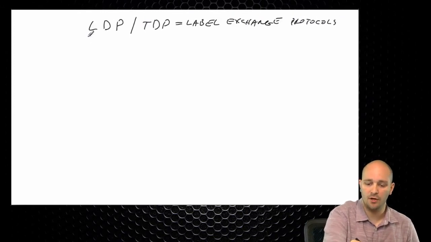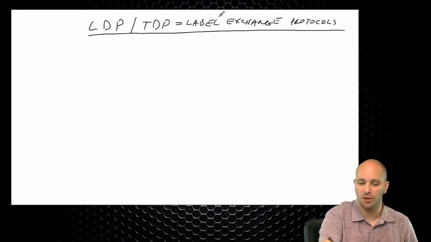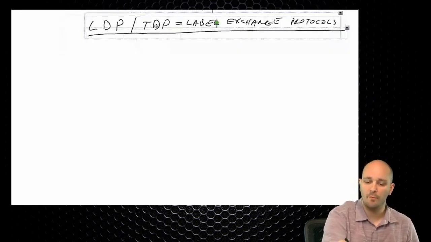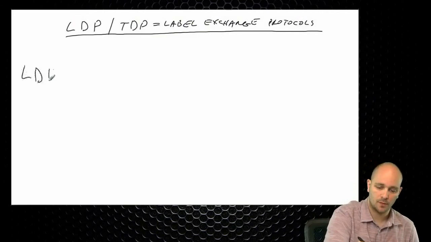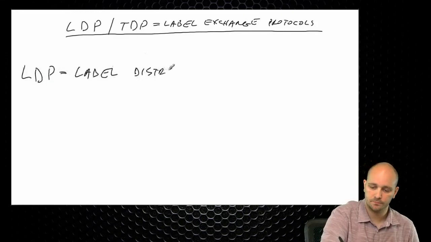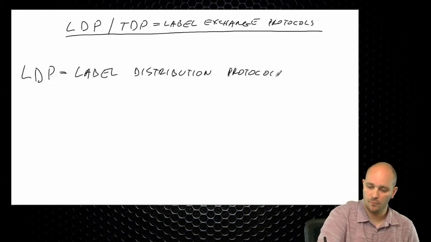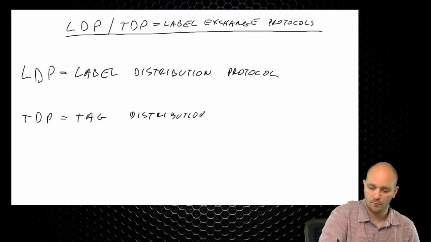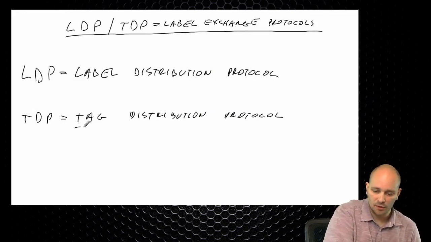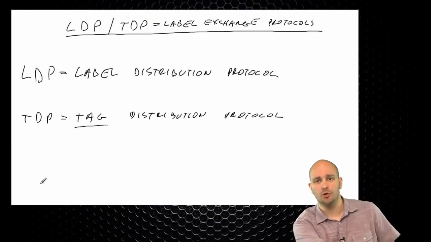Now, I am deliberately avoiding using their names here because I want you to remember what it is they do and not necessarily their names. LDP stands for Label Distribution Protocol, and TDP stands for Tag Distribution Protocol. Now, tag here is the old name that Cisco used for MPLS.